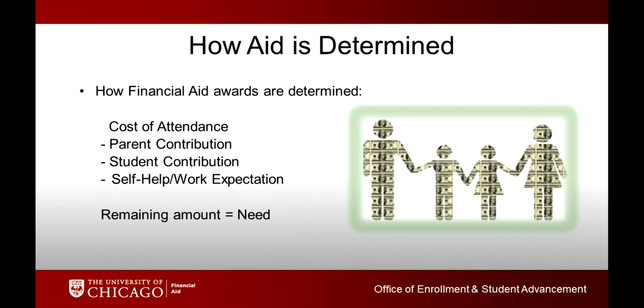Now, as tax information can change from year to year, the family contribution can change from year to year. But if family taxes are relatively consistent from one year to the other, as well as household size, the awards that you're going to receive over the course of your time here is going to be very stable as well.